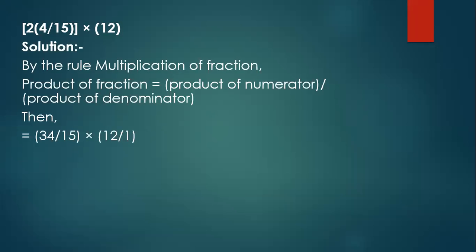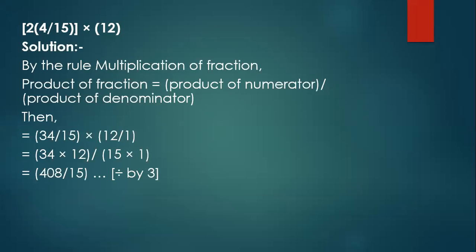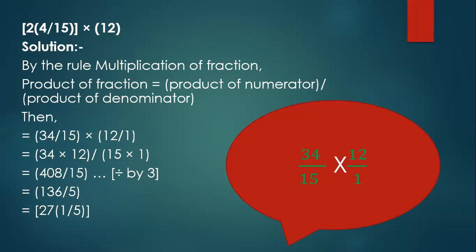Okay. So what would this be? 2 4 by 15 can be written as 15 multiplied by 2, 30. 30 plus 4, 34. It would be 34 by 15 multiplied by 12 by 1. We'll multiply the numerators and the denominators. Instead of doing this, I will switch to here.